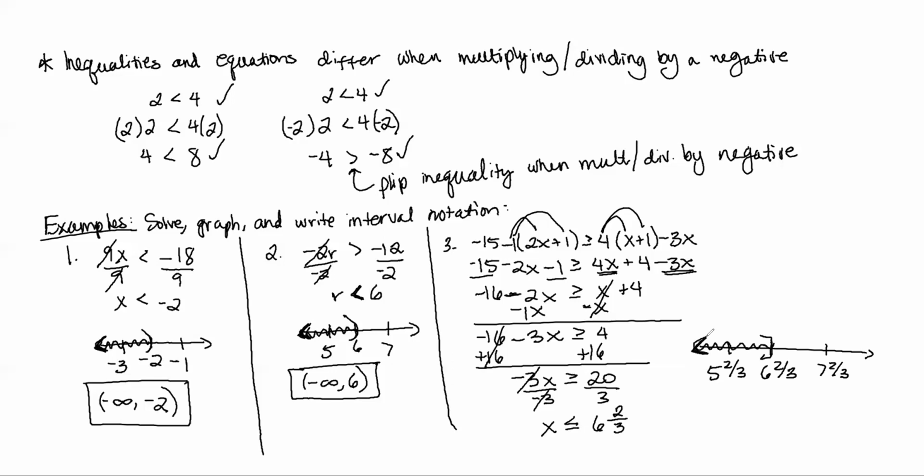And then our interval notation for this: left, negative infinity. For the right is 6 2/3, or you could put 20/3 there, but make sure it has a bracket.